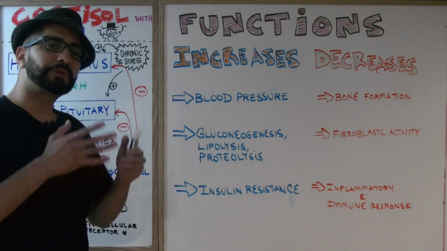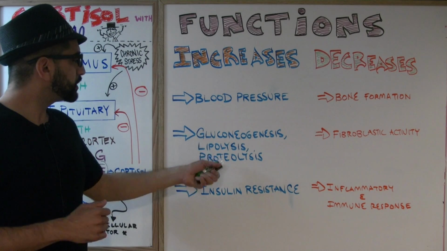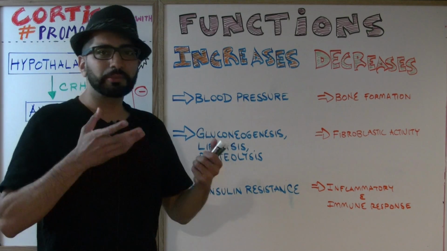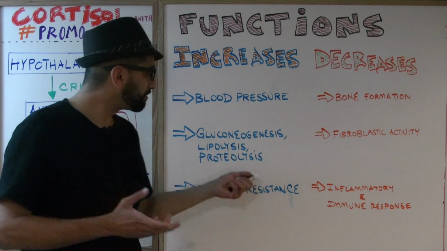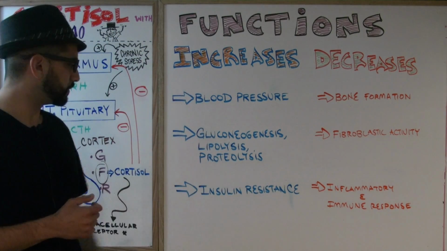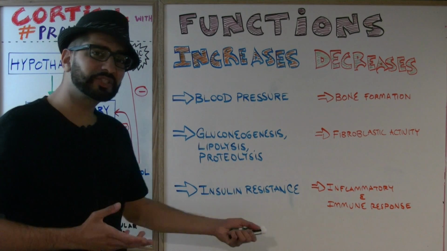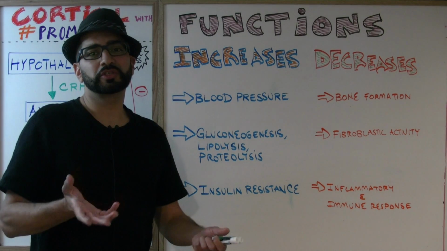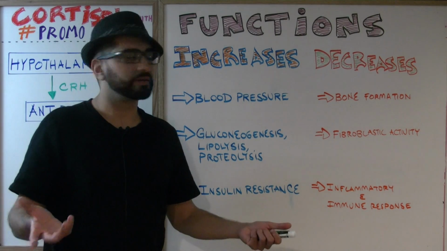Increase lipolysis, break down lots of fats. Increase proteolysis, that's not a good thing either, right? It's going to break down muscle mass. So all these negative effects are going on just with too much cortisol. And the third one over here increases insulin resistance. So of course the patient is going to look like a diabetic, which is not a good thing at all.